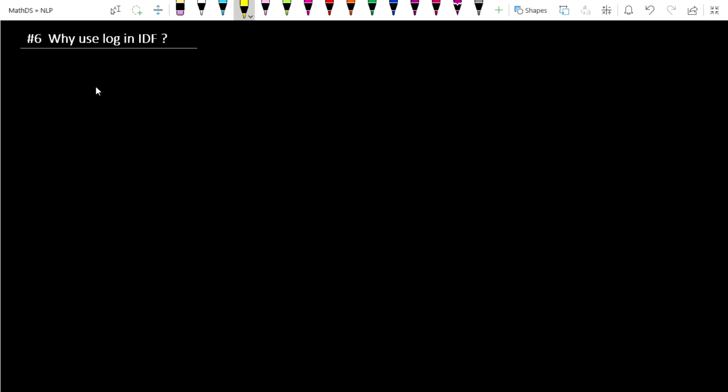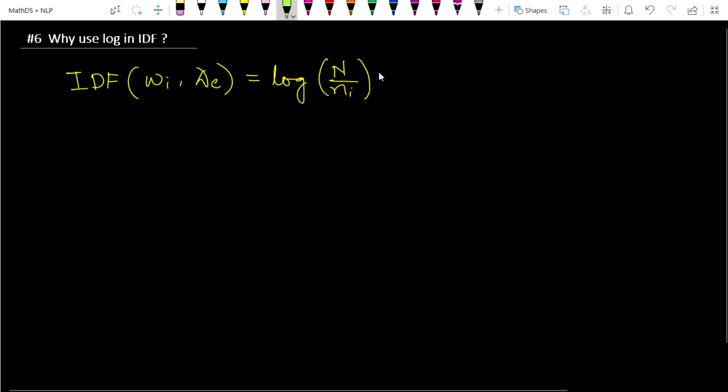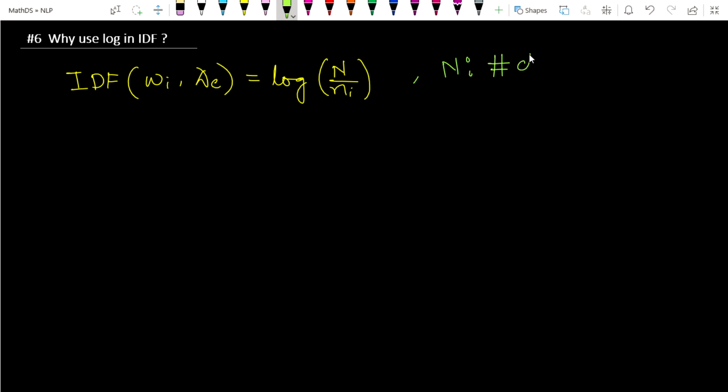If you remember, the formula of the IDF looks like this. The IDF of a particular word, let's say wi, and the data corpus is Dc. Its formula is log of capital N by small ni. Here, capital N is the number of documents in the whole data corpus.